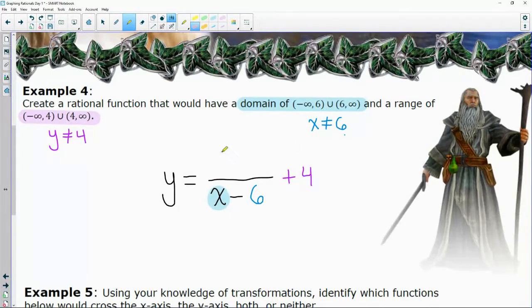Now, as far as what could go in the top, this is where you can get creative. If you'd like, you could leave it as a 1. That graph would have that domain and range. You could put a 4 up here if you want. Make it stretch. Here's the fun part. You can even make that negative on the top. It's really going to stretch it, and it's going to flip those quadrants, but it won't change the domain and the range. So you could have a lot of different answers for that one.